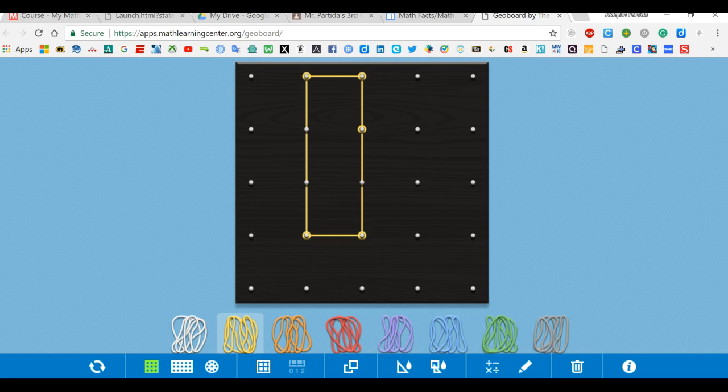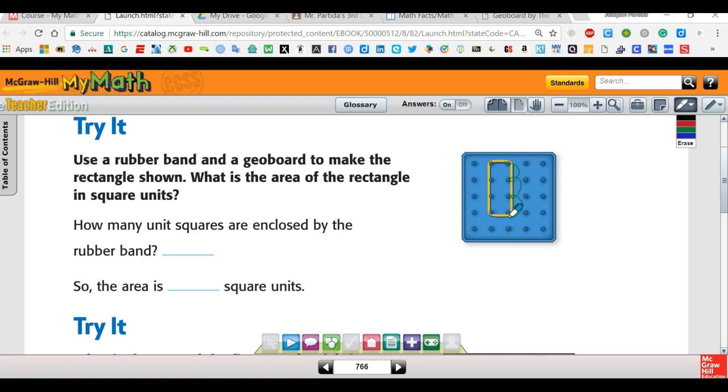Well, go back to the math book. If we had one here, right? And 3 on one of the sides. And again, area was length times width. So what's 1 times 3? 3. So how many unit squares are enclosed by the rubber band? 3. So the area is 3 square units. Okay. Area is 3 square units. And yep, that was correct.